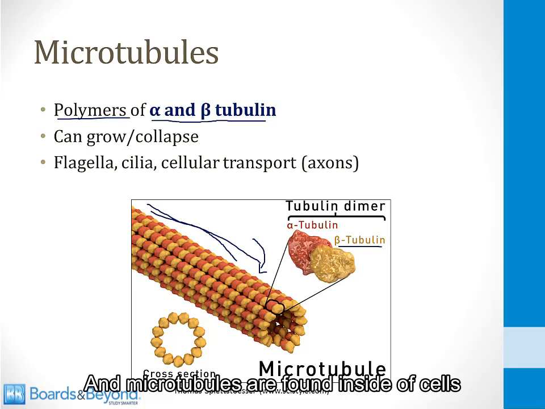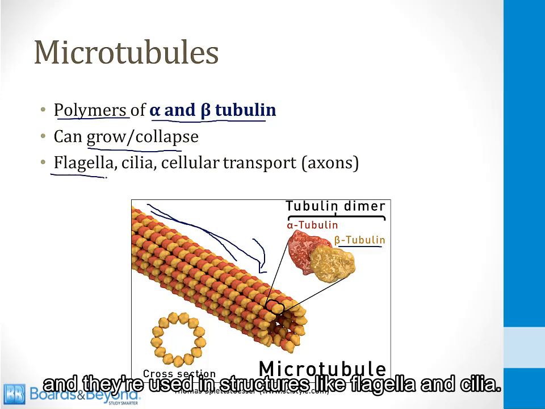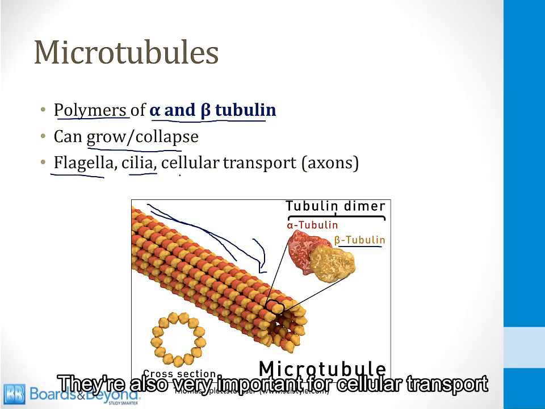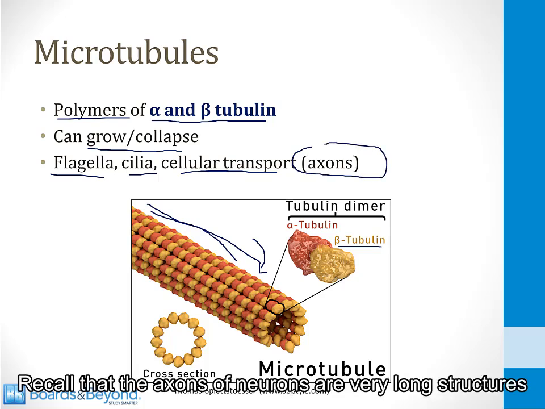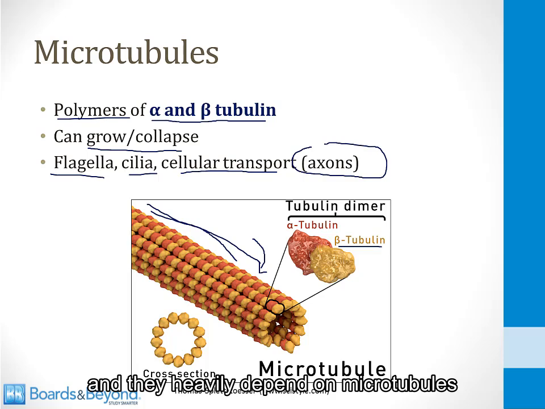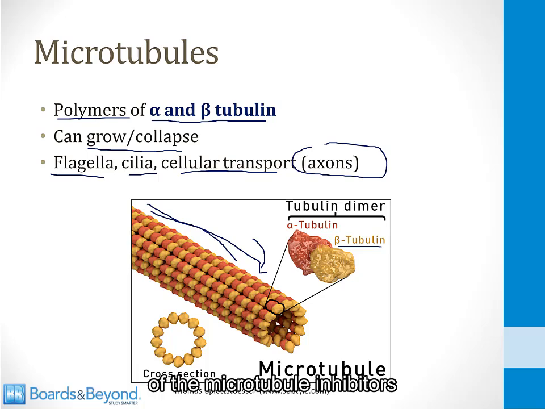And microtubules are found inside of cells, and they can grow or collapse, and they're used in structures like flagella and cilia. They're also very important for cellular transport to move things around a cell. This is especially important in axons. Recall that the axons of neurons are very long structures, and they heavily depend on microtubules. And if you remember that, that will help you remember some of the side effects of the microtubule inhibitors we're going to talk about in this video.